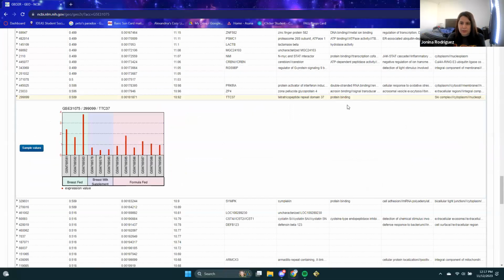Once you want to analyze a gene, you can click on the bar, as you see I've highlighted here, and it'll show you the sample value graph. So it shows the difference of expression between breastfed, breast milk supplement, and formula fed. As you can see, this one is mainly expressed in breastfed babies. And if you look up here at the highlighted stuff, you can see what the gene is. You can see the gene ID. Then you can see what it is. It's a tetratricopeptide repeat domain 37. It is a protein binding gene, and it's located in the SKI complex.